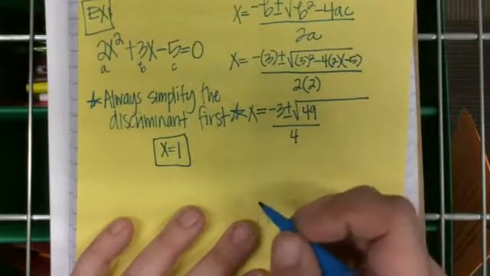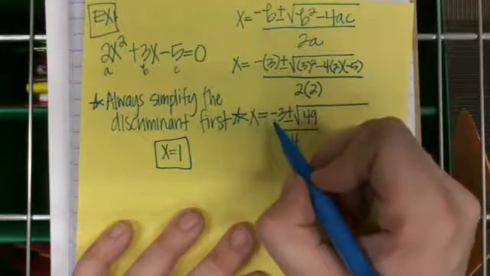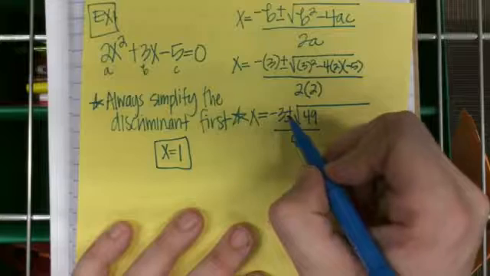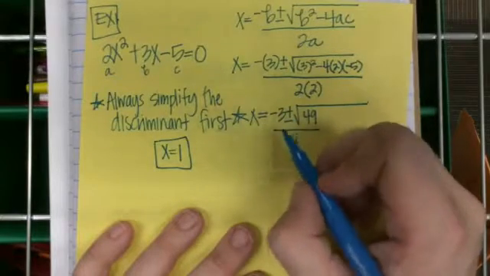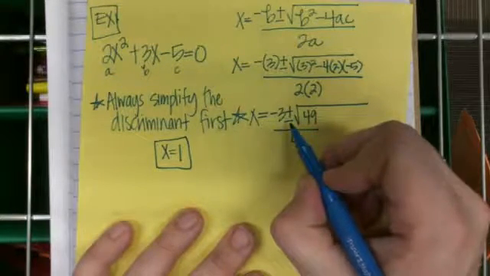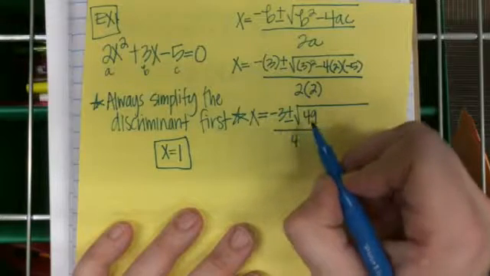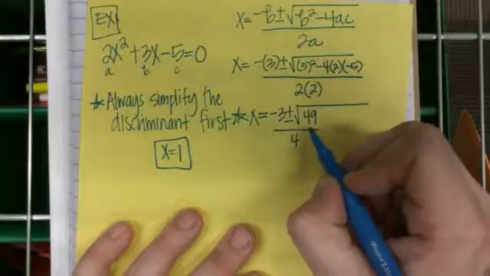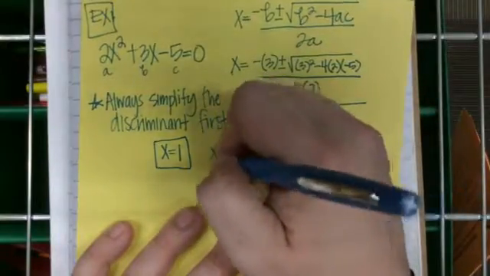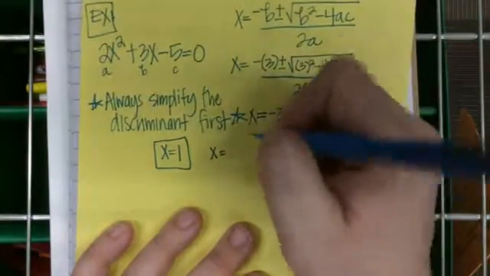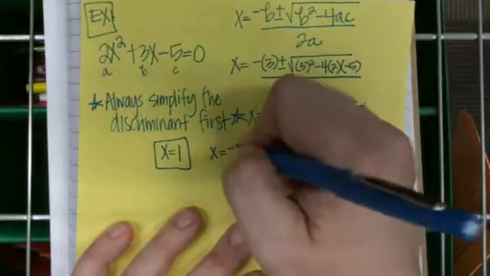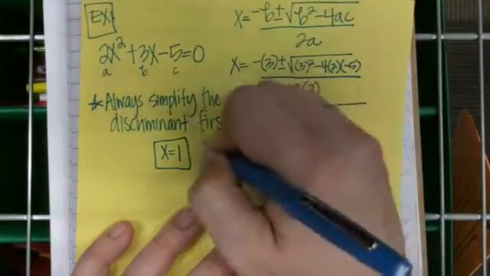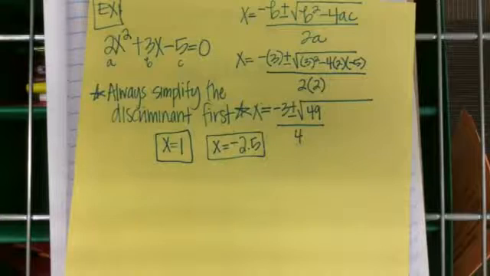Let's solve another one. Do it again, but this time instead of doing -3 plus, we're going to do -3 minus. What's -3 minus the square root of 49? -10 divided by 4. What? 2.5? -2.5. And you're done.